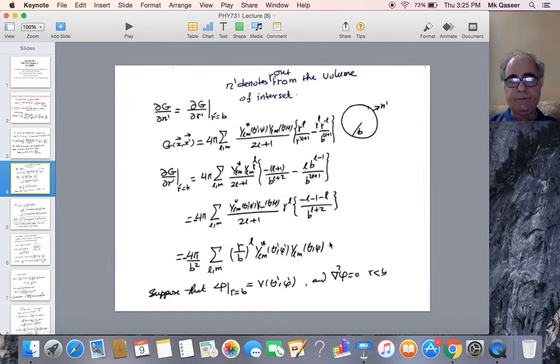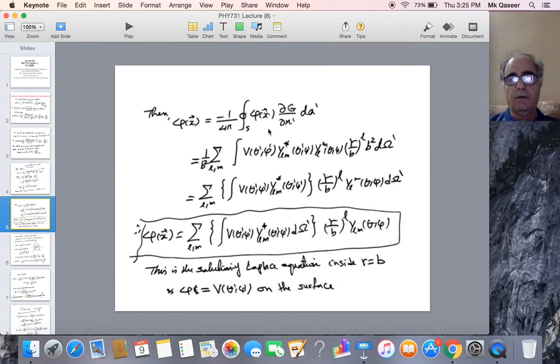Once you know phi at the surface, you can proceed and find the potential phi at any point inside the sphere. We know phi now, which is given by theta prime phi prime, and we know the normal derivative of g. So this is the final form of the potential inside the sphere.